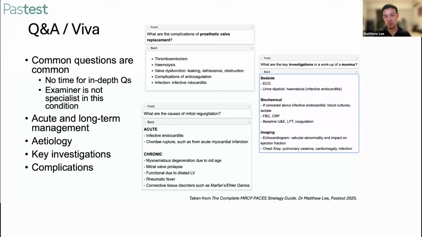For the less common conditions, there's even less of a reason for them to ask specific questions about that condition, because they are most likely not going to know it as well. So they almost always deviate to the common questions like, how do you manage, what investigations, how would you approach this patient if they present to A&E? Those are the things that are commonly assessed.